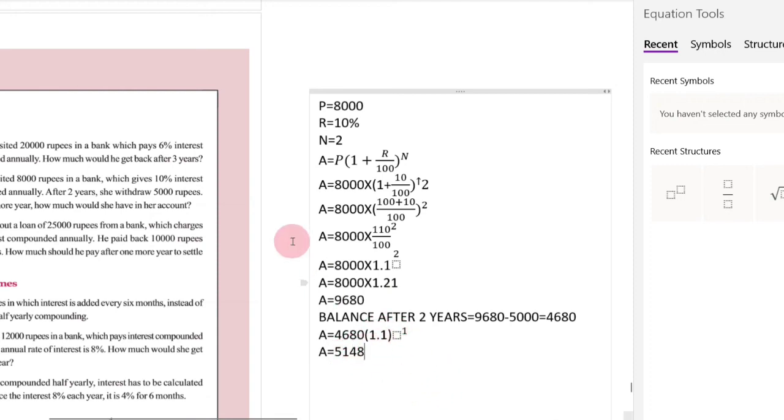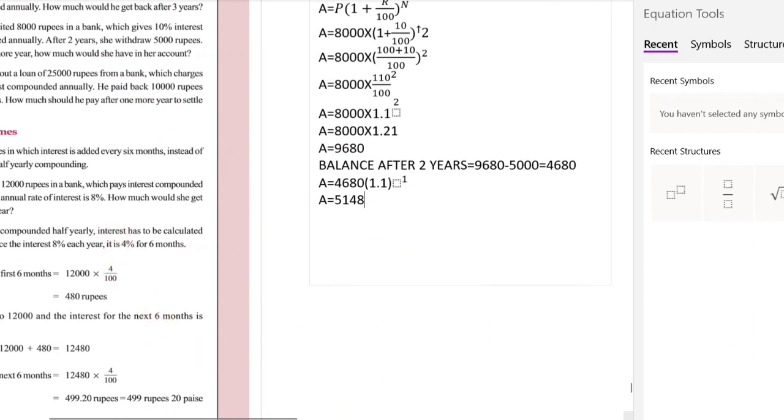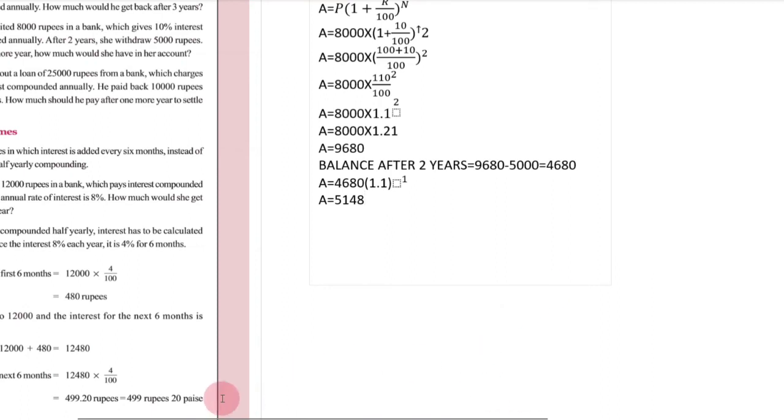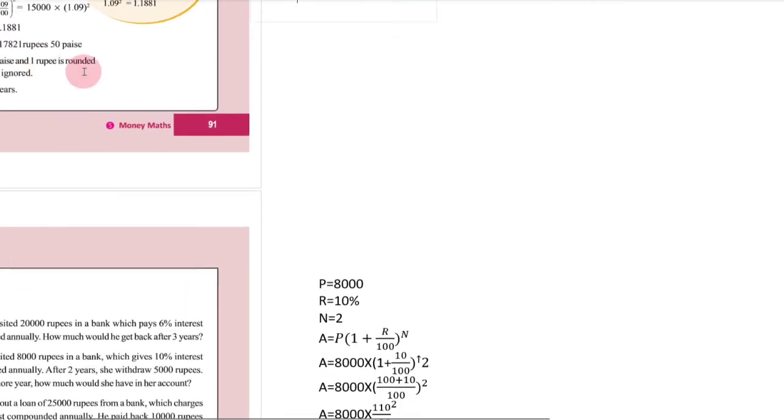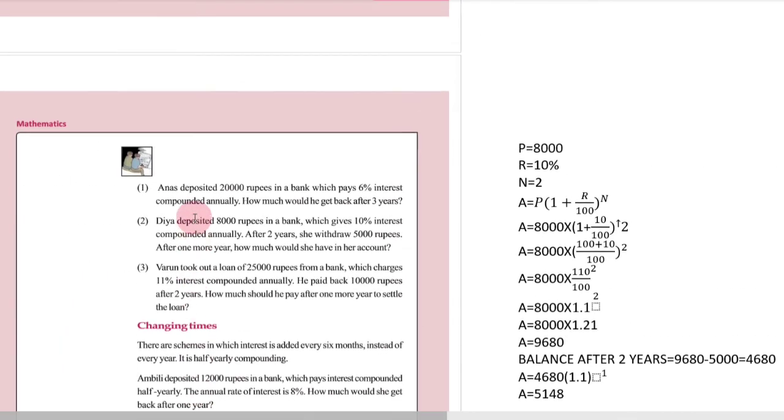Here we have one more question. Varun took out a loan of 25,000 rupees from a bank which charges 11% interest compounded annually. He paid back 10,000 rupees after 2 years. Then how much should he pay after 1 more year to settle the loan?